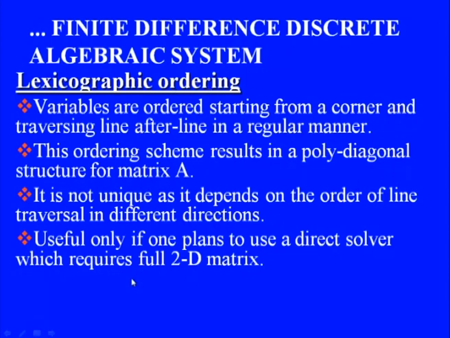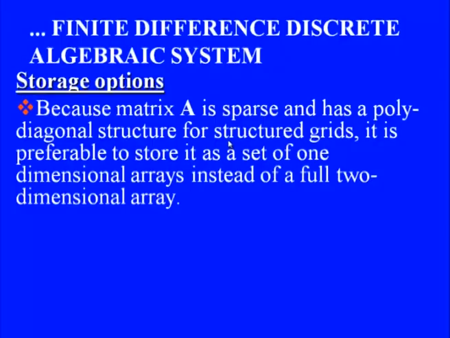Now, please note that we need to worry about this lexicographic ordering only if one plans to use a direct solver. That is, we have assembled a matrix A, which is a square matrix multiplied by vector phi is equal to Q, and we want to use a standard direct linear solver. Only in that case, we need to store this full two-dimensional matrix. Most of the time, in fact, in CFD, we do not do it. Now, our matrix A is sparse. That is the basic property, and it has a polydiagonal structure for structured grids. In case of finite differences, we always use a structured grid, so A would have a polydiagonal structure.